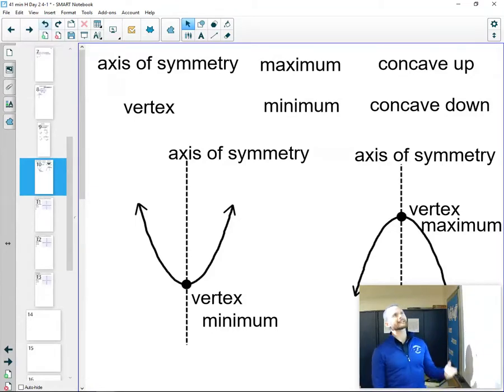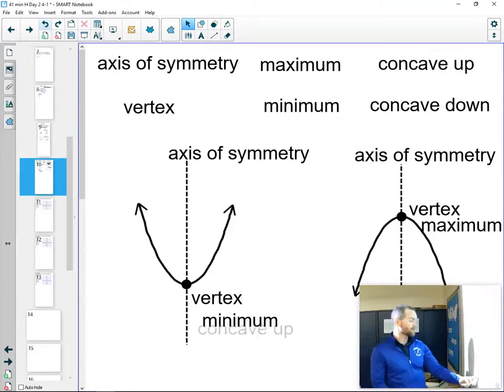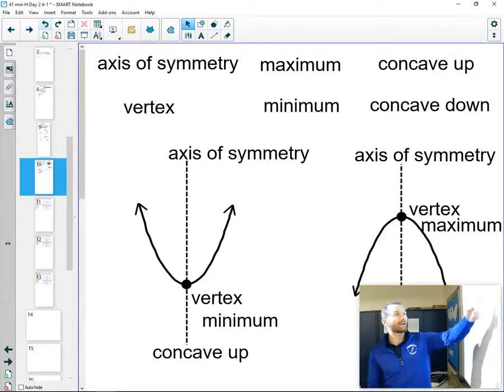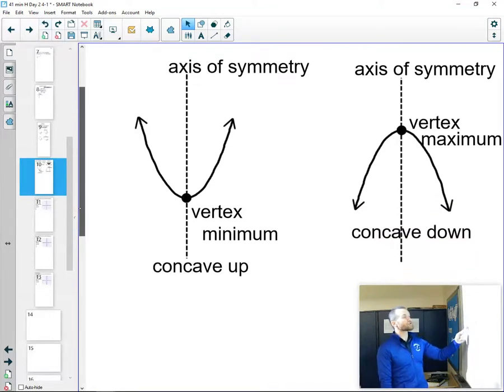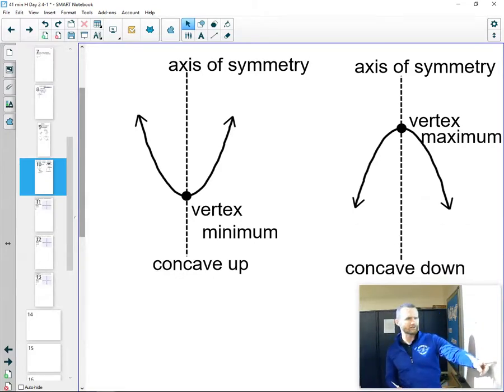The last thing to talk about is what we call concavity, concave up or concave down. Now, you may not have heard this before, but even if you haven't, it's pretty much just what it sounds like. Concave up is this one, if it's open up, and concave down is the other one. I'll move my face in a second, where it's concave down. So essentially, if the parabola is opening up, it's concave up. If the parabola is opening down, it's concave down. Let's move that so it's a little easier to see.